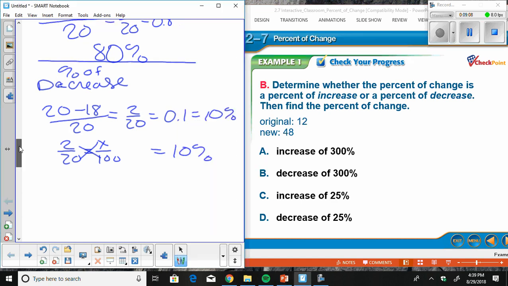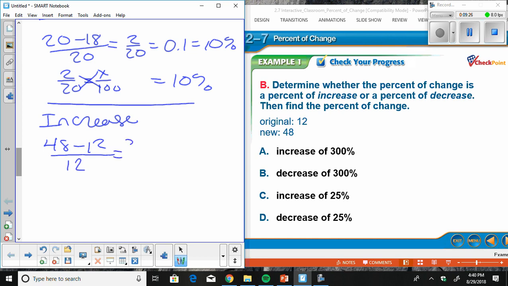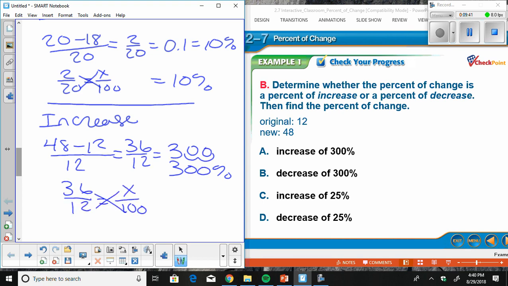Next up, determine whether the percent of change is an increase or decrease, and find the percent of change. So original is 12, new is 48. This is an increase. We can take 48 minus 12, put it over the original, and we will get 36 over 12, which is 3. Move your decimal 2 places, and you get a 300% increase. You could have also done 36 over 12 equal to x over 100, cross multiply, and still gotten 300%.